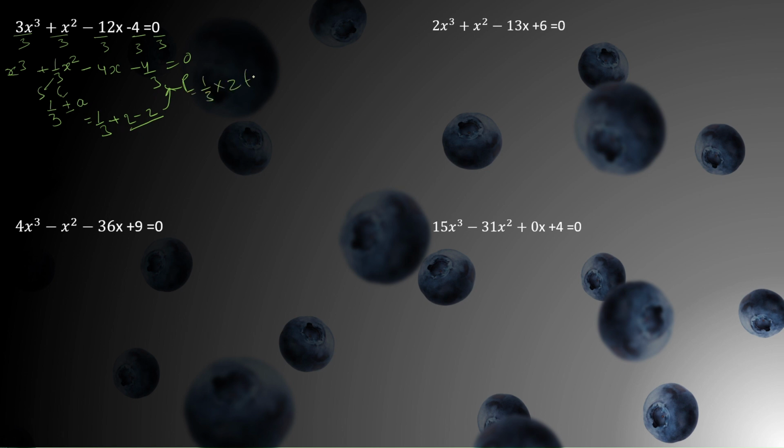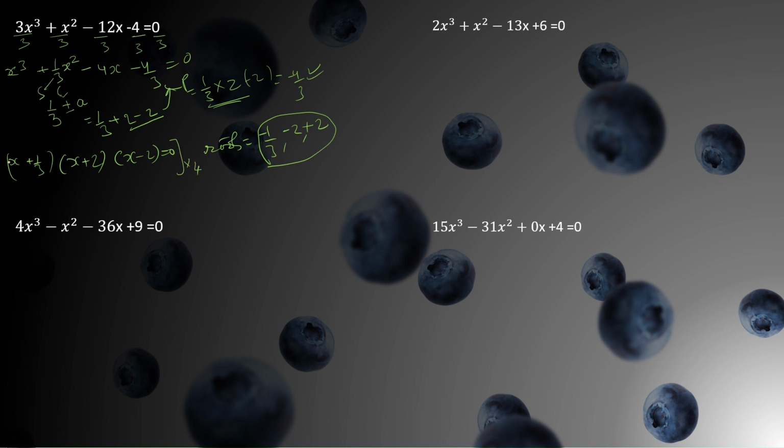The sum is okay. Now we have to verify the product. Clearly we can see 1 by 3 into 2 into minus 2 will give minus 4 by 3. So this is perfect. So these are the three factors, and the roots can be written directly, just change the sign: minus 1 by 3, minus 2 and plus 2. These are the roots. And if we want to write in factor form, then simply x plus 1 by 3, x plus 2 and x minus 2 is equal to 0.